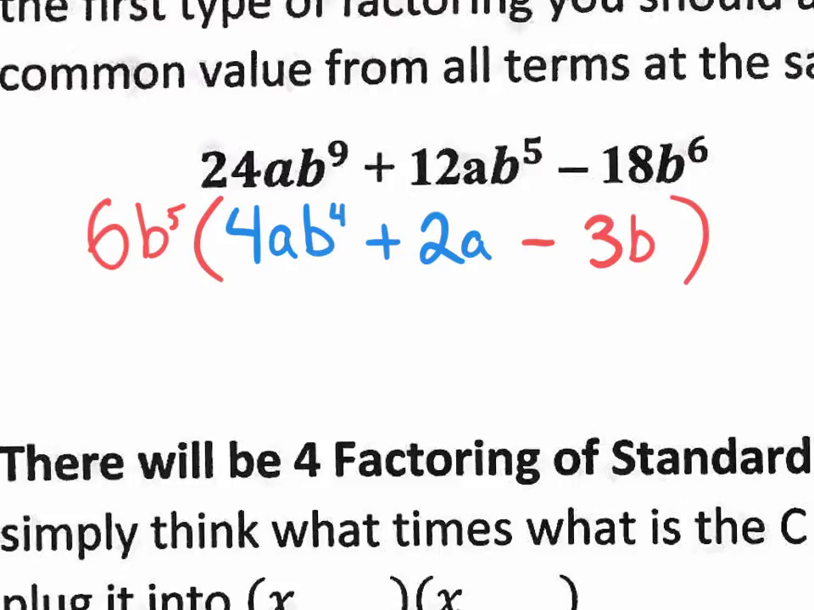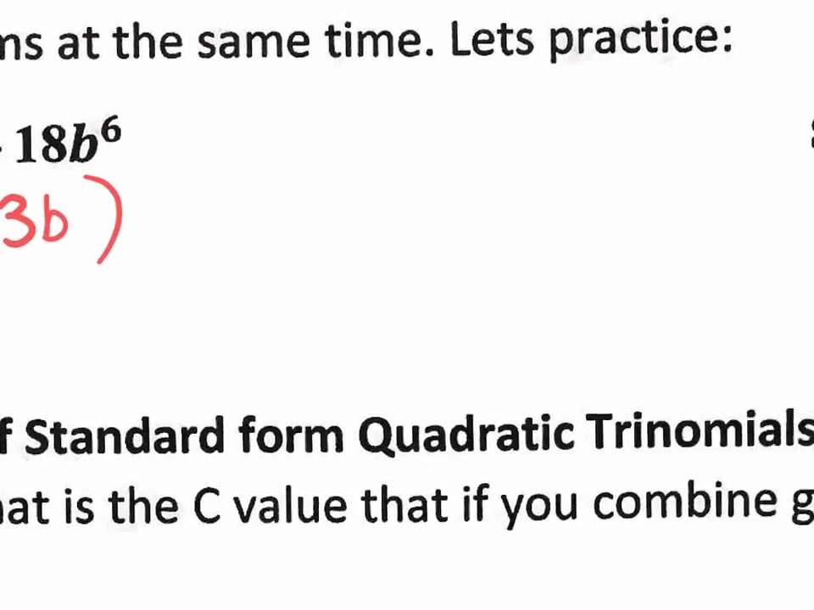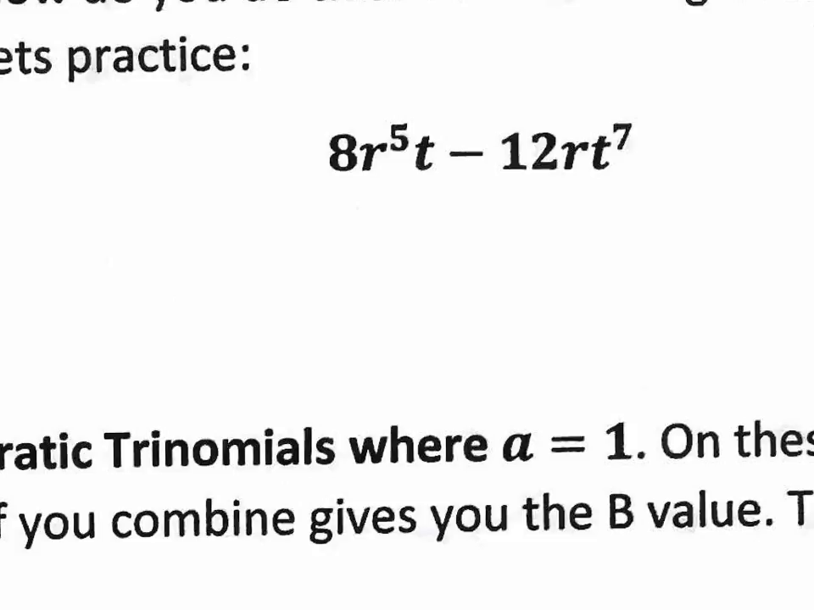It's not even a quadratic trinomial where you could go a times c. It just doesn't work anymore. There's nothing else to do. So we know we're done right there. Here's another example of pulling out the GCF. We have a binomial here.